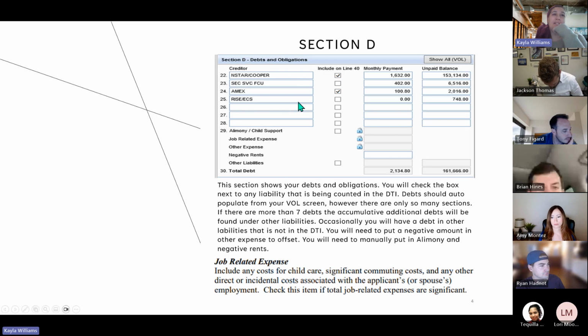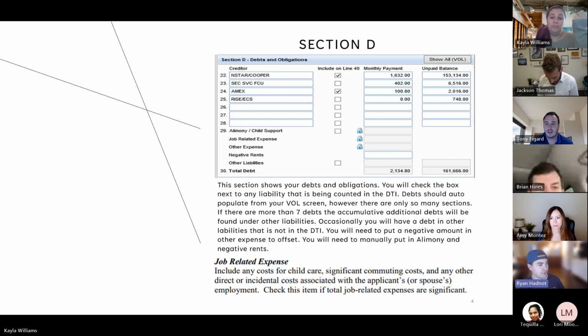Where it gets a little confusing: if there are more than 7 debts listed on your verification of liabilities, it is going to populate in other liabilities, and it's going to be the accumulative of the additional debts. Say that you are paying off or excluding something in that additional debts part. You are going to need to manually deduct it from this screen. Where I usually do that is I do other expense, and I'll put a negative of the monthly amount that you're excluding or paying off, so it counteracts it.